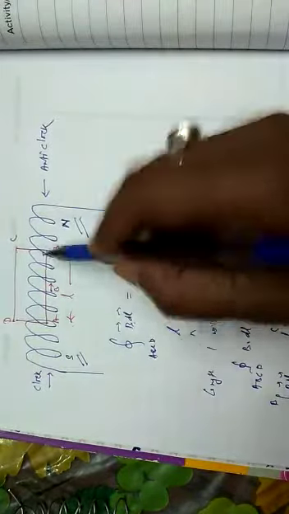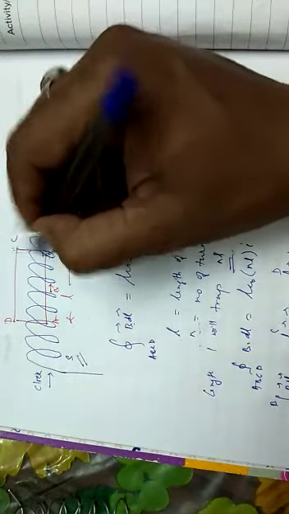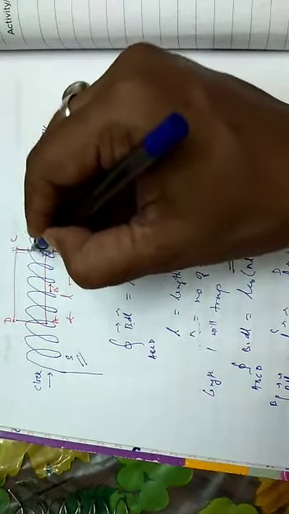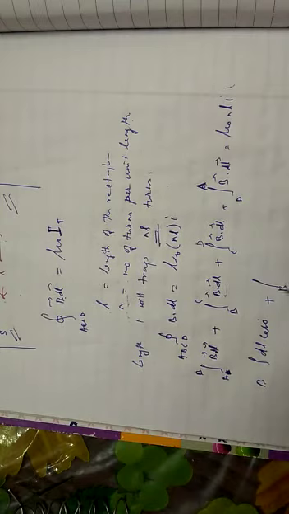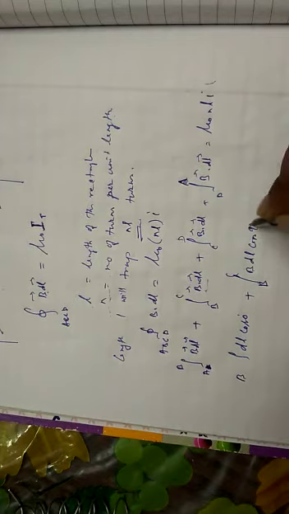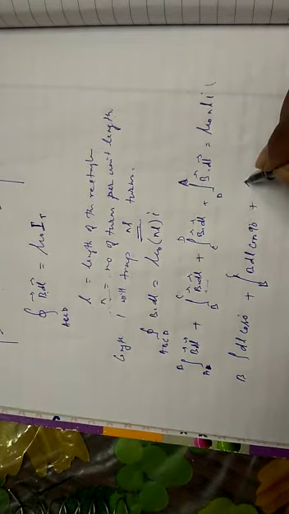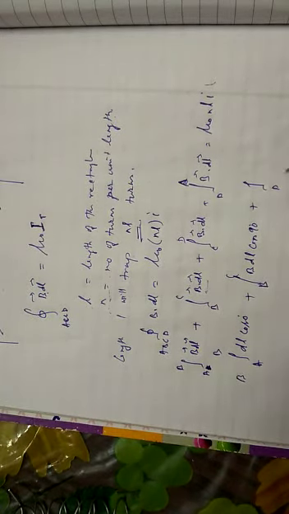Here B is in this direction, and for BC, dL is perpendicular. Any length dL you consider is perpendicular to B. So for B to C it is going to be B dL cos 90 degree, plus the terms for C to D and D to A.